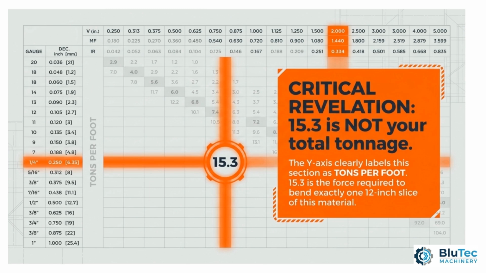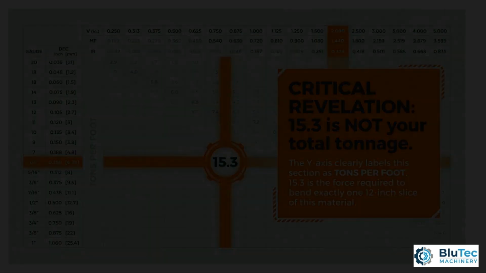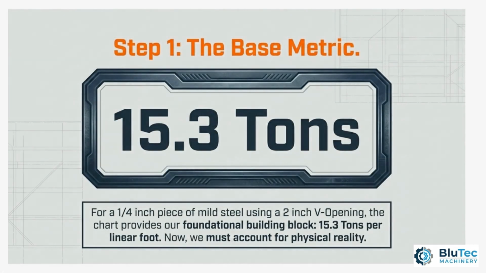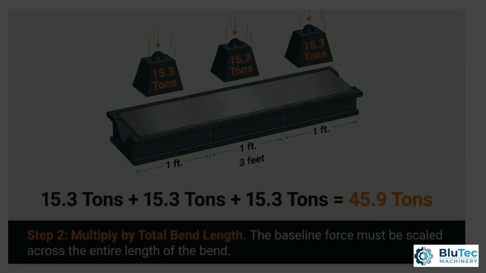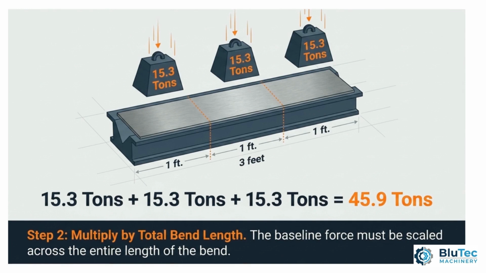Calculating total bend length. Because the chart only provides the capacity needed for a single foot of material, you must adjust the calculation for the actual length of your part. To do this, simply take the tons per foot number you just found and multiply it by your total bend length in feet. For instance, if you are bending 3 feet of that same 1/4 inch material, you multiply 15.3 by 3, meaning you need 45.9 tons of pressure for the job.